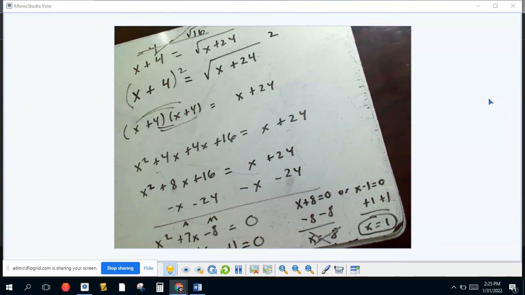The negative 8's not. Okay, so solving radical equations.